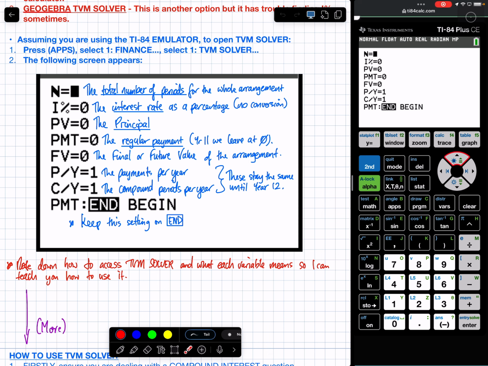So you need to know what the variables mean. The first variable, n, is the total number of periods for the whole arrangement. Can you get that down, please? So n stands for the total number of periods in the arrangement.